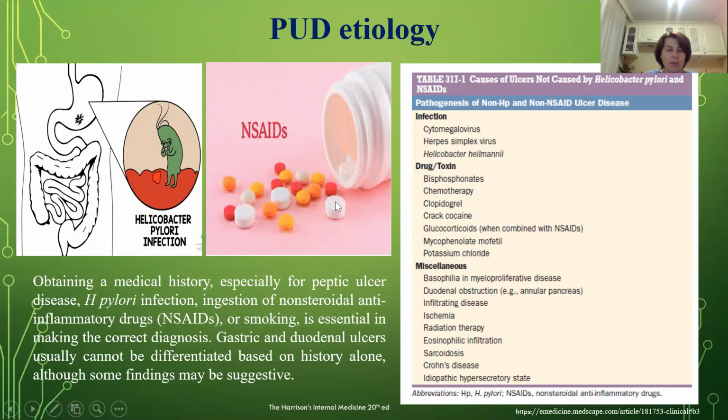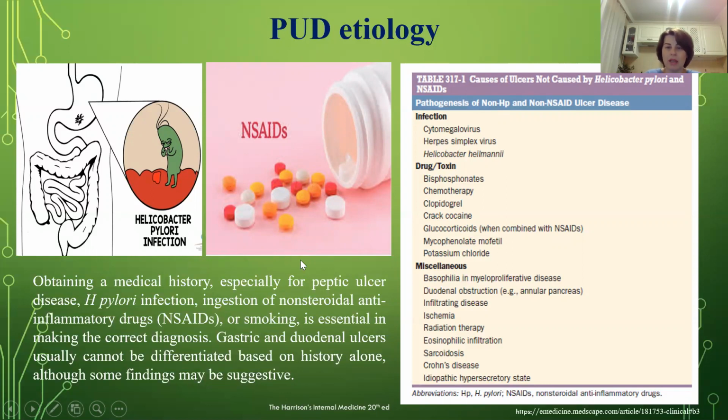Obtaining a medical history, especially for peptic ulcer disease, H. pylori infection, ingestion of nonsteroidal anti-inflammatory drugs, and smoking, is essential in making the correct diagnosis. Gastric and duodenal ulcers usually cannot be differentiated based on the history alone, although some findings may be suggestive, such as anamnesis of the patient, where you can find long-term therapy with NSAIDs, or family history of peptic ulcer disorder, especially if the father of the patient or any of the relatives has a history of Helicobacter pylori infection.